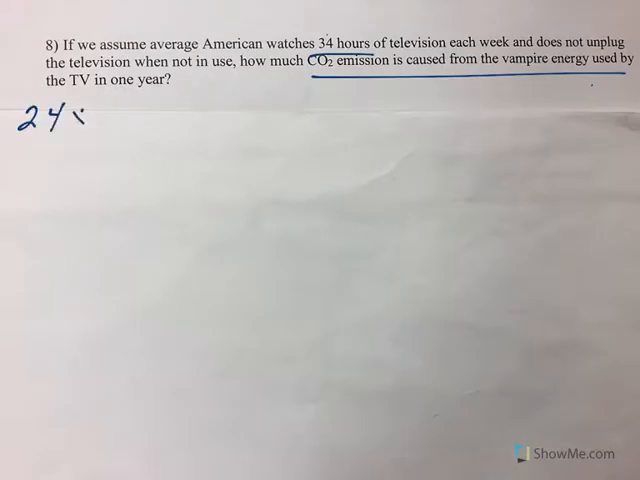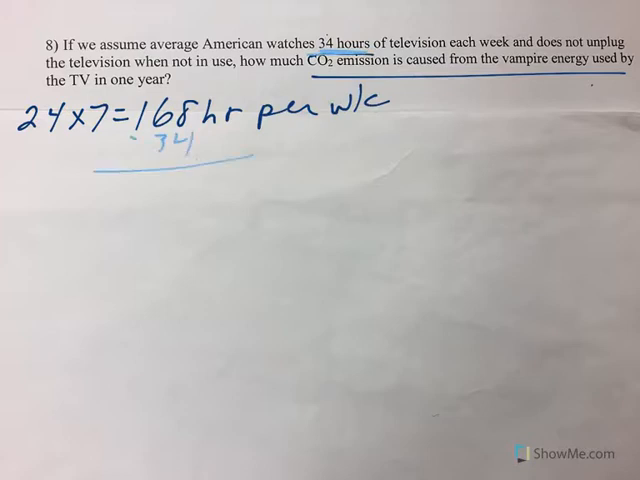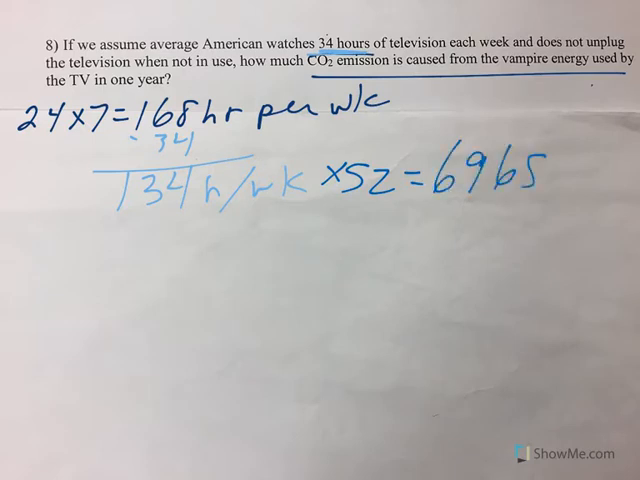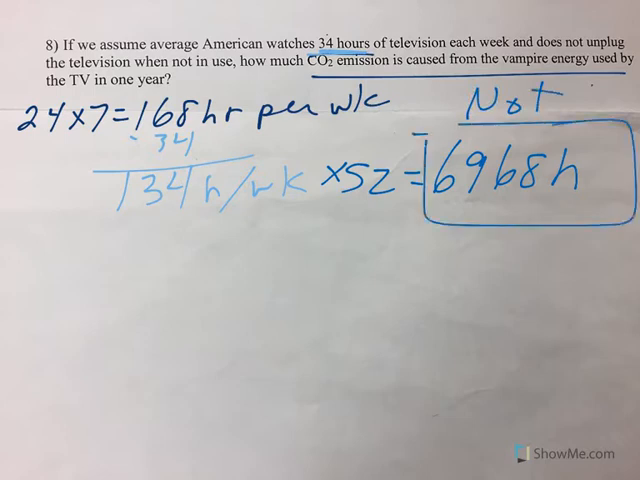There are 24 hours a day and 7 days in a week. So there's 168 hours per week. If you watch TV for 34 of those hours, that means you're not watching TV 134 hours a week. Well, there are 52 weeks in a year, so you are not watching TV 6,968 hours. Which seems like I should be watching more TV. Look at all those wasted hours.